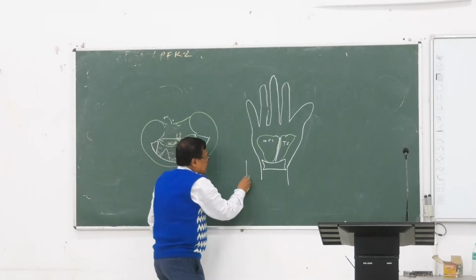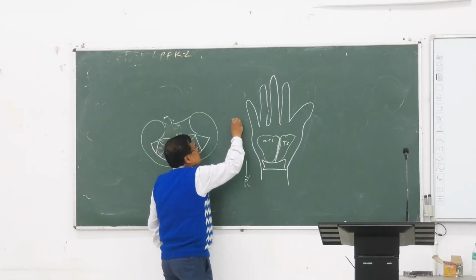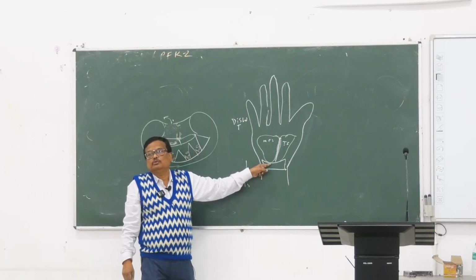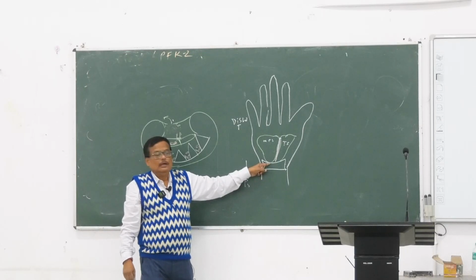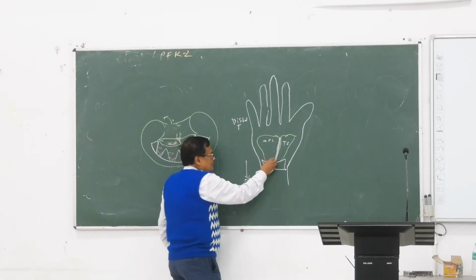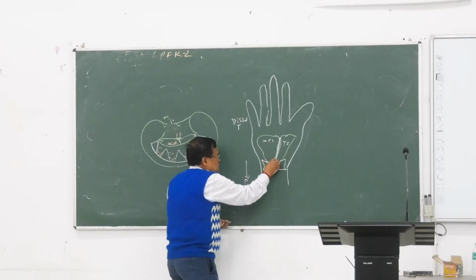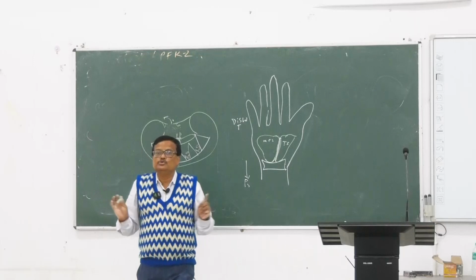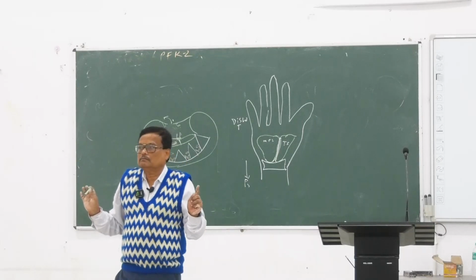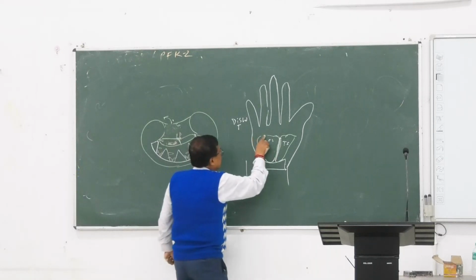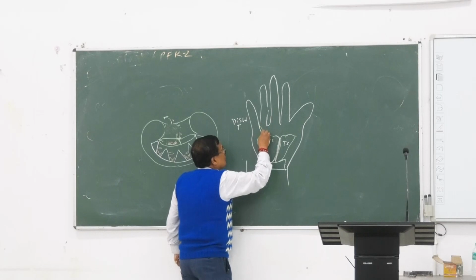Proximally, this is the proximal side, and towards the fingers is the distal side. Proximally, the space is closed. Proximally, the space is closed by attachment with the undersurface of the flexor retinaculum. Both these spaces are closed. But distally, it is extended into the web spaces of the finger.